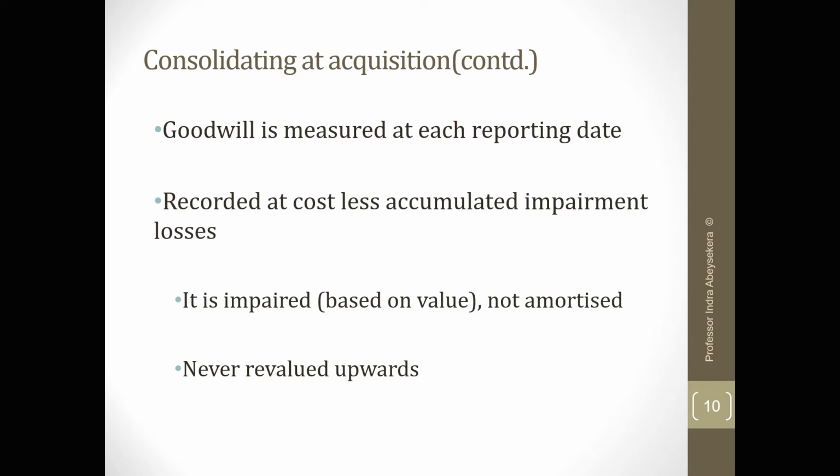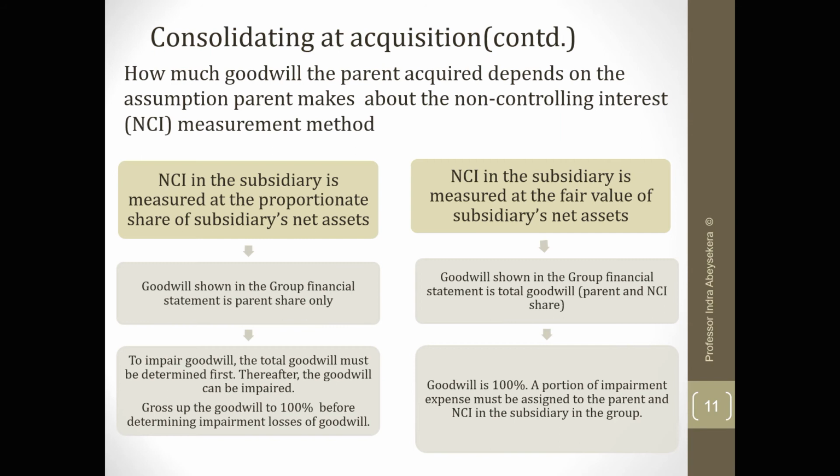Goodwill has to be measured at each reporting date. It is recorded at cost less accumulated impairment loss. It is not amortized. Goodwill is impaired by testing against the market value, but it is not amortized over a defined time period. And goodwill also is not revalued upwards.